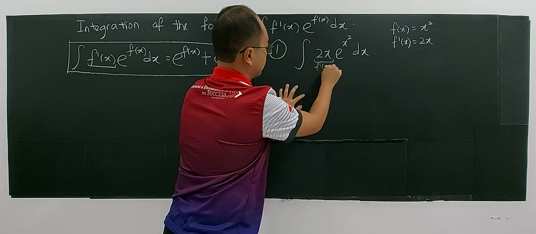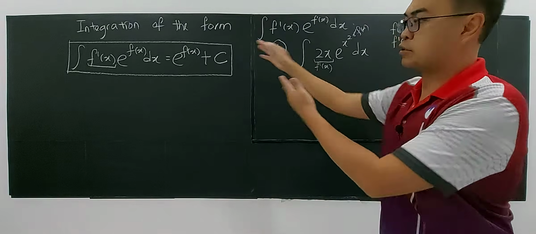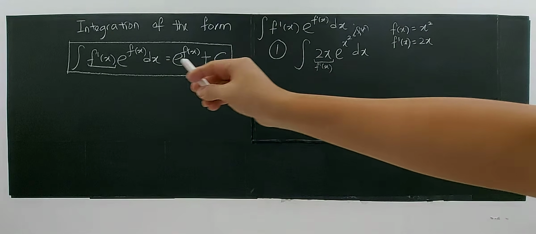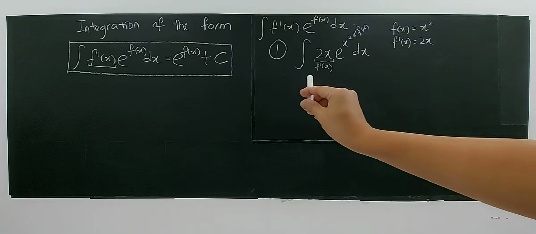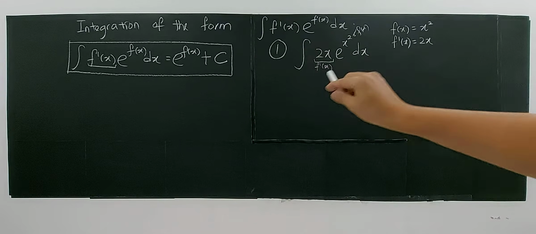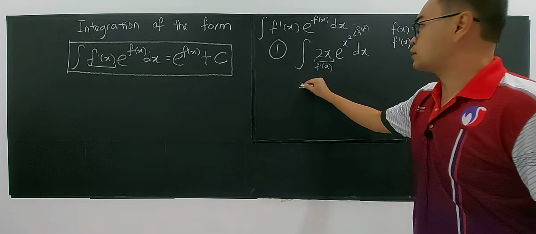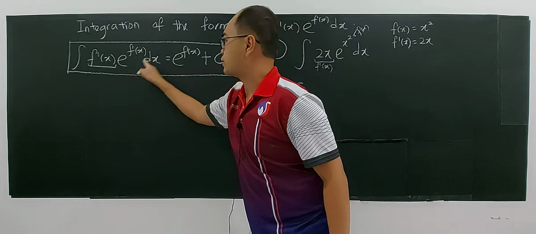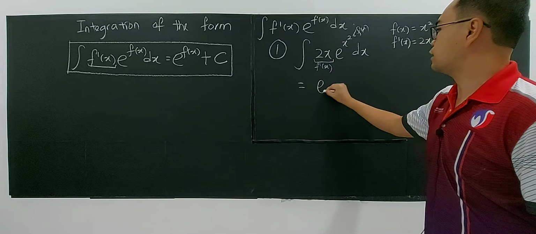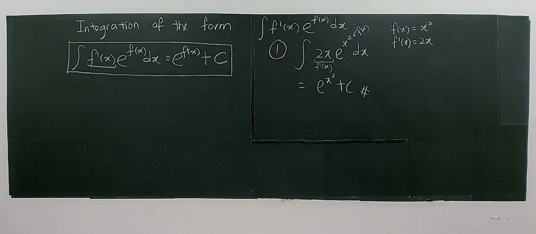This is your f prime x, and this is your f(x). So it has fulfilled the condition for this formula. This is f prime x and this is e to the f(x). As long as you see that it's in this form, you can just write your answer as e to the f(x), which means you copy it back: e to the x to the power of 2 plus c. As simple as that. I will give you more examples so that you're able to understand.